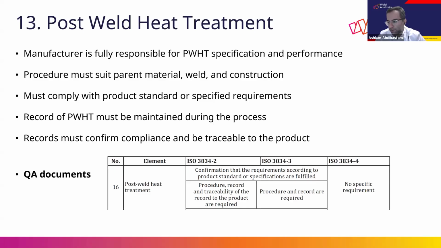In terms of the QA documents here, for part 2, the comprehensive level, and part 3, as you see from the table extracted from part 1, procedure and records are required. So the procedure can be provided in the WPS for that joint or a separate document complying to the product standard. So procedure and record, two key elements here if you want to include PWHT in the scope of your certification. You can exclude it, but if you want to include it and say you comply with the requirement of ISO 3834 for post-weld heat treatment, these two items are mandatory for both part 2 and 3.